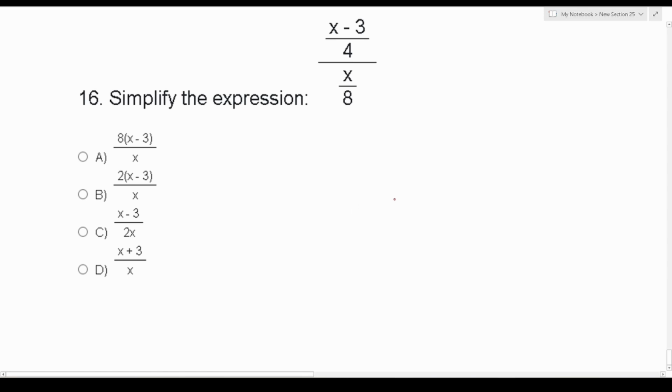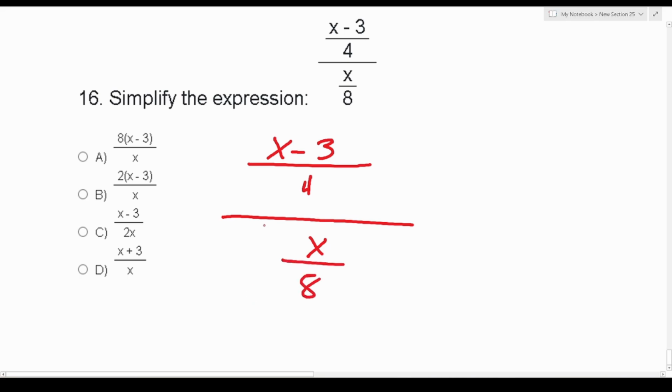All right, finally we have x minus 3 over 4 over x over 8. We want to simplify this. Well, let's write this out down here. We have x minus 3 over 4 divided by x over 8. Again, we're dividing two fractions. This is one fraction here. This is another fraction here. And what do we know about dividing fractions? You follow the algorithm. Keep, change, flip.